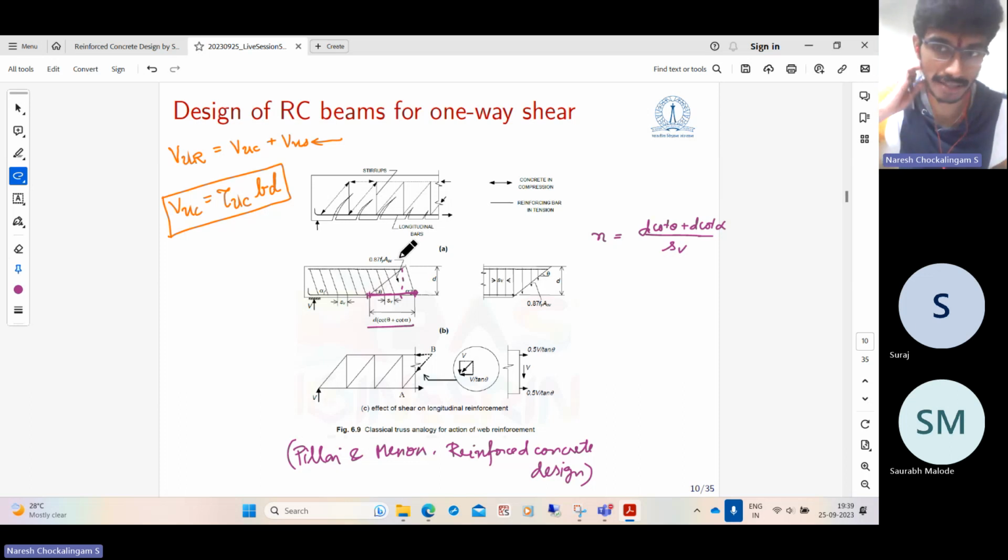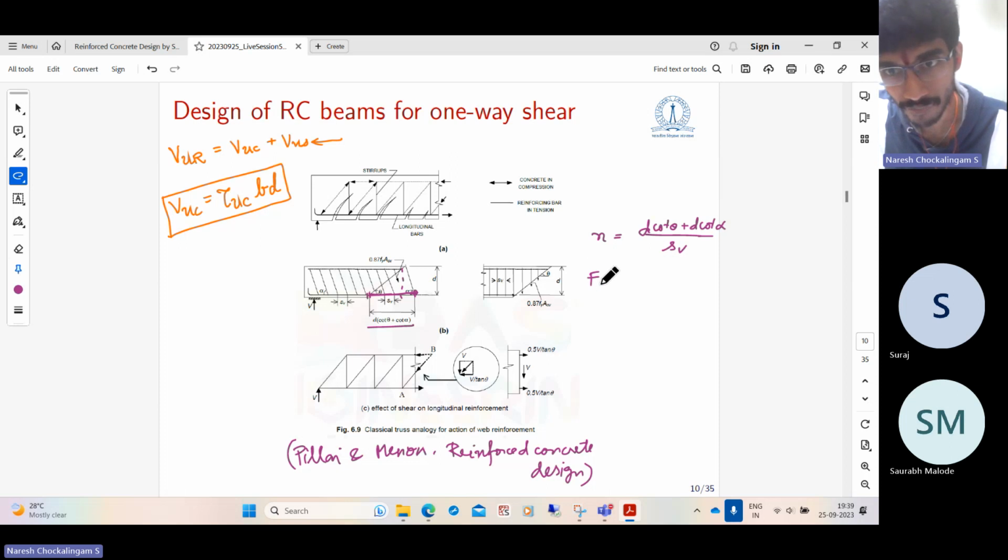And what is the force in the stirrup? The force in one stirrup is nothing but 0.87 times f_y times A_sv. What does this assume? This assumes that the stirrup has yielded.